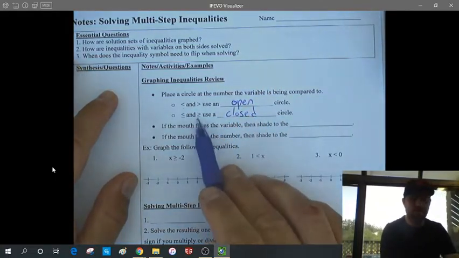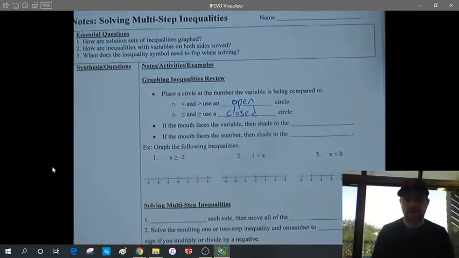Because in the or equal to situations, the number that we're comparing it to is a possible solution. So we want to show that to the reader by filling that circle in. If it's just a less than or a greater than, then the number it's being compared to is not actually part of the solution, and we're showing that by leaving it an open circle.